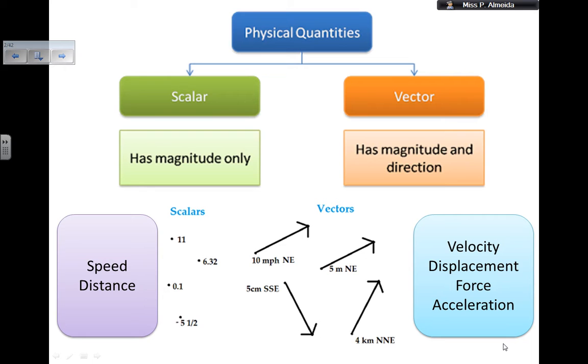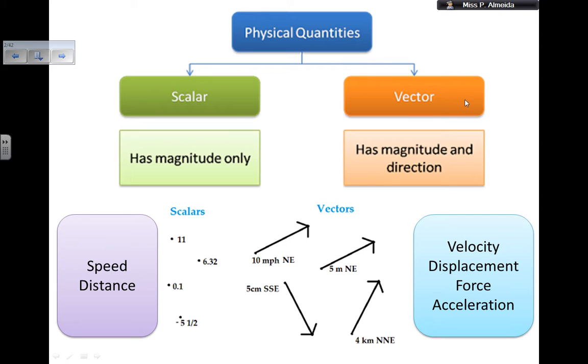So we may have scalars or vectors, okay? If we have a scalar, it has a magnitude, so that means it has a number, okay? And examples of scalars are these ones that I have in here. So number 11, number 6.32, 0.1, minus 5.5, okay? And speed and distance, for example, are examples of scalars because they only have a number.